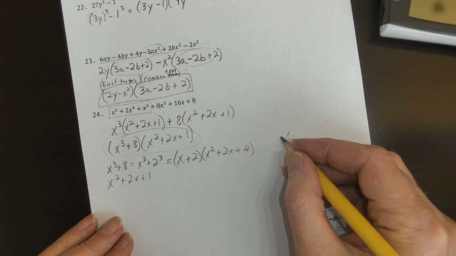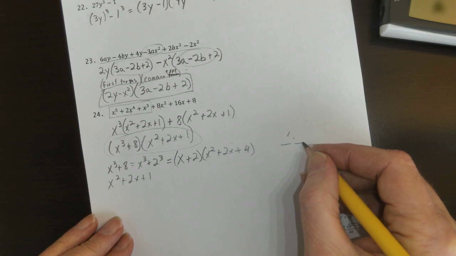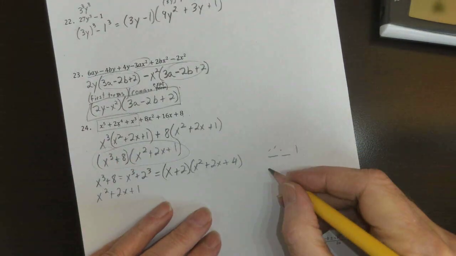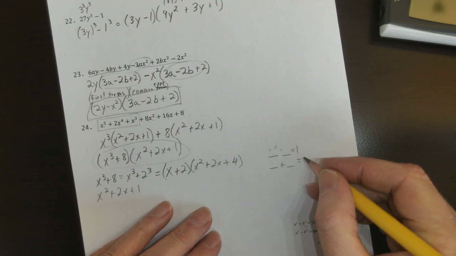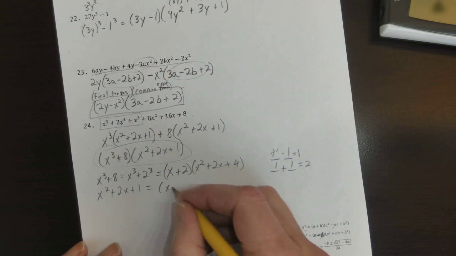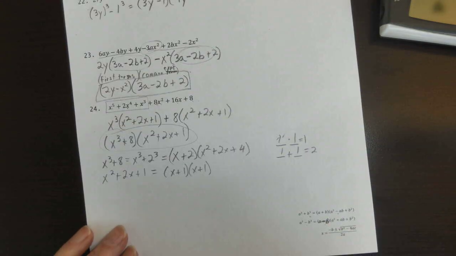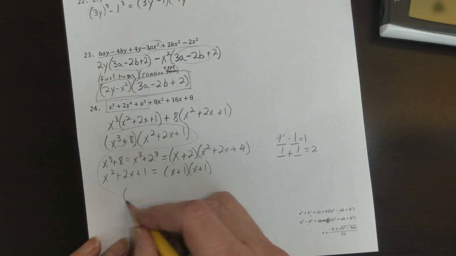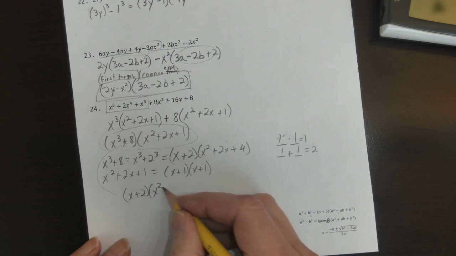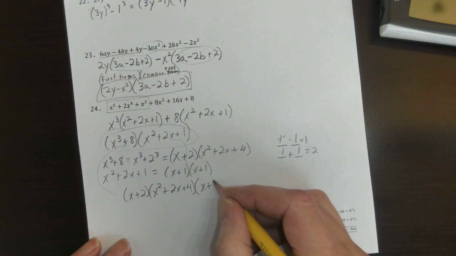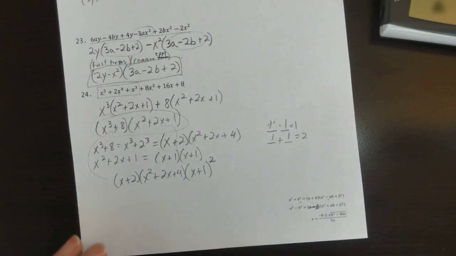I want you to think about this. I need two numbers that multiply to 1 and add to 2. And that's 1 times 1 and 1 plus 1, right? So this is equal to x plus 1 times x plus 1. Okay, so we had this. We're breaking this down to x plus 2 times x squared minus 2x plus 4. And we're breaking this down to x plus 1 times x plus 1, or x plus 1 squared. All right, there we go.